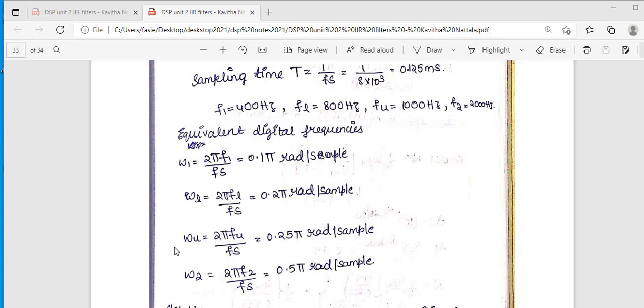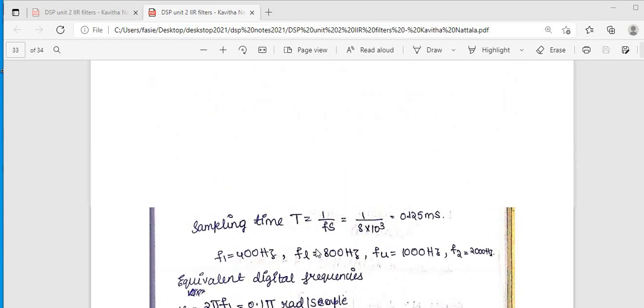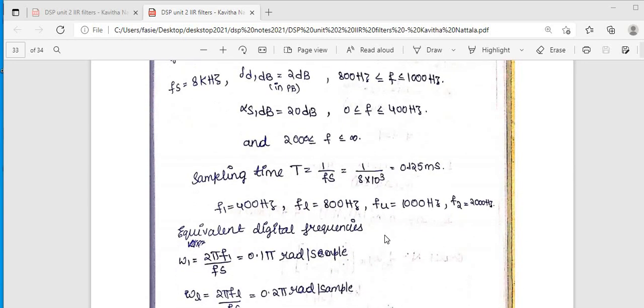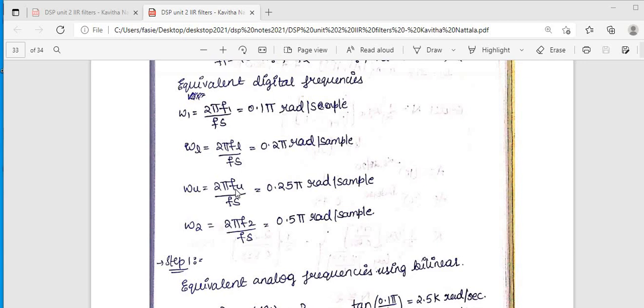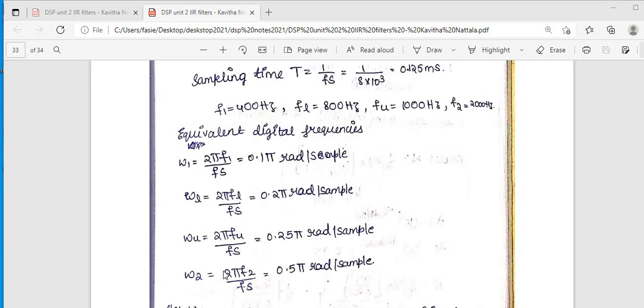Likewise, omega u. These are digital frequencies, right? We have to convert into analog later on. So omega u is 2 pi fu divided by fs. What is fu? 1000. What is fs? The sampling frequency, 8 into 10 power 3, that is 8000. So 2 into 1000 by 8000, the 1000 cancels, 2 by 8 is 1 by 4, which is 0.25 pi. Omega 2, 2 into 2000 is 4000 by 8000, that is 1 by 2, 0.5 pi radian per sample.